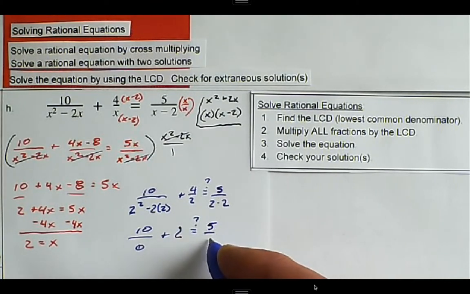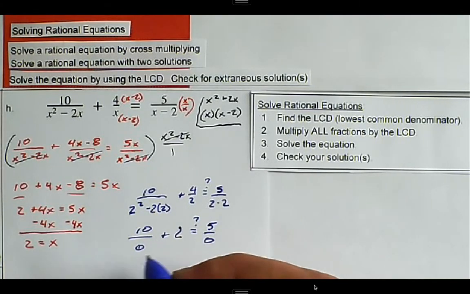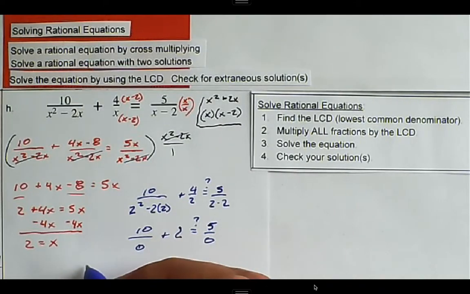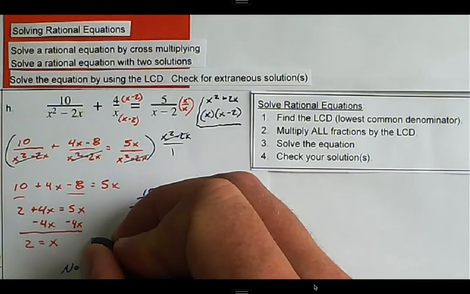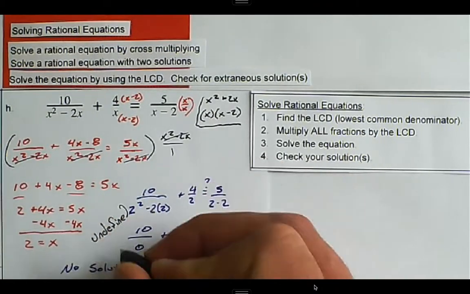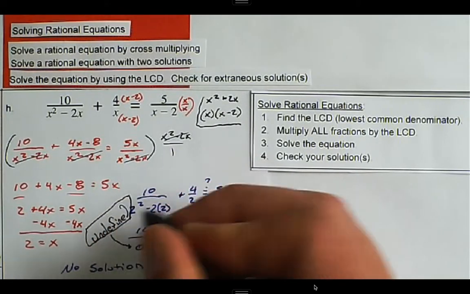5 over 0. And so in this case, because we cannot have 0 in the denominator, we know that we have no solution because x cannot equal 2. And the reason for that is because we have an undefined denominator. Whenever we divide by 0, that becomes undefined, and we can't do that.